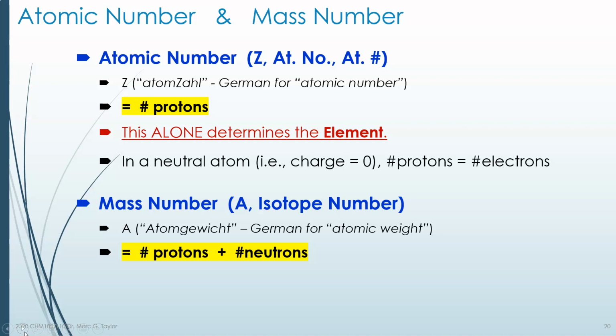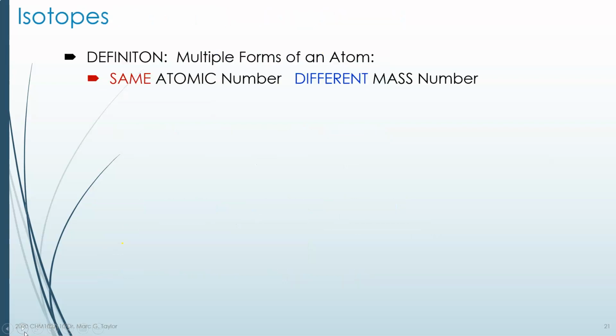The A comes from Atomgewicht, which means atomic weight, which is the old name for the mass number. So we don't use that anymore. We don't use weight, we use mass, and we're talking about the number, not the actual average weight of the atom. We'll get to that in the next module. So, as I stated, the mass number really tells you which isotope something is.